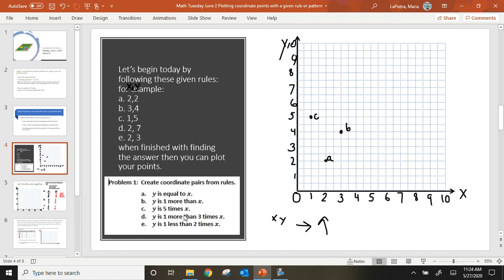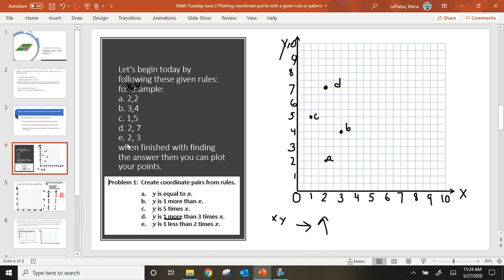D, y is 1 more than 3 times x. Remember, we do multiplying first. So we're going to say if they gave me 2, 2 times 3 is 6, plus 1 more, gives me 7. Over 2, up 7. Here we go. Plotting our point and labeling it D.